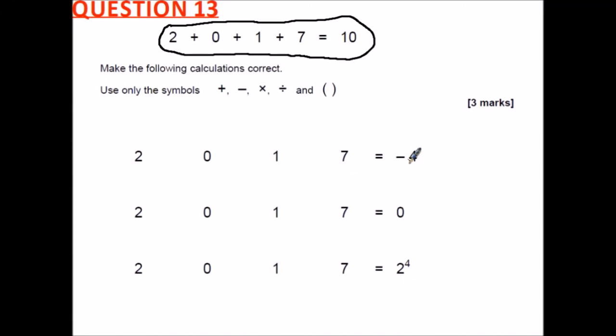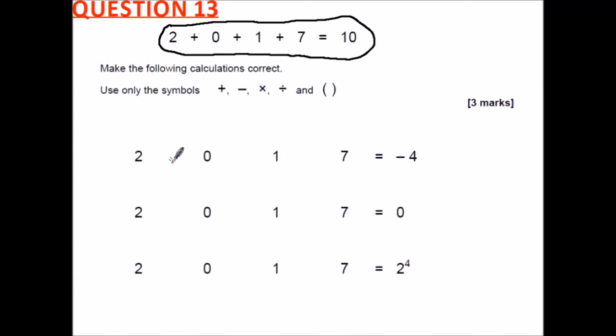So how can we make 4, forgetting the sign for a second, how can we make 4 from 7, 1 and 2? Well, 2 plus 0 plus 1 is 3, and 7 take away 3 would be 4. So if we flip that around, 3 minus 7 would be minus 4.